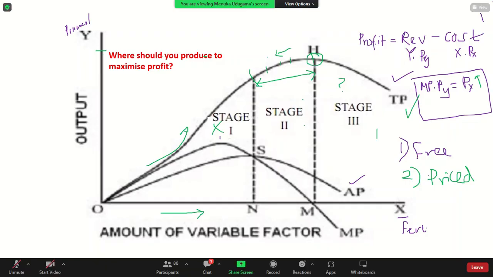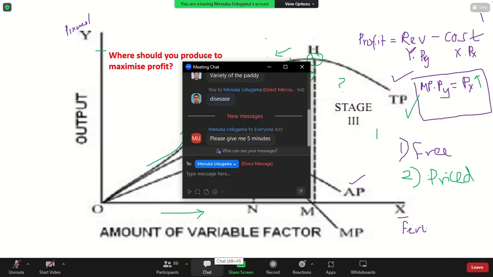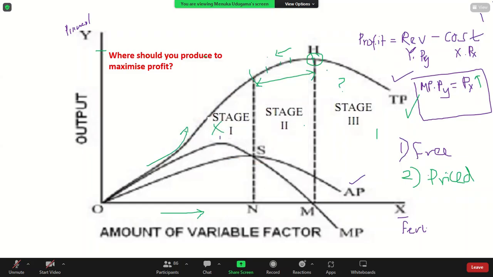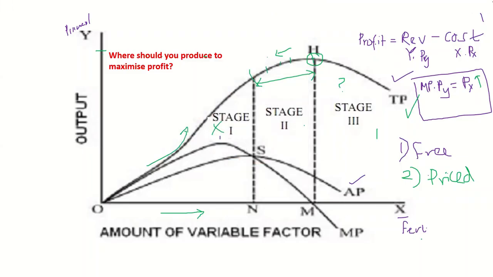Can someone say yes or no? No. Good. Why? Because we can see that you increase the amount of fertilizer, but the output is decreasing, isn't it? So you don't produce in stage 3 either, because it's irrational to produce in stage 3. Why would you want to produce? You increase the fertilizer, your output is going down.